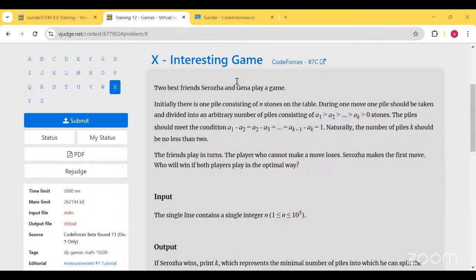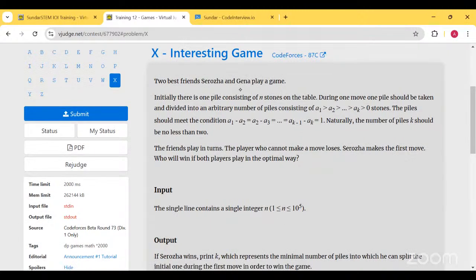Okay, let's continue our discussion. All right. Before we discuss this problem, do you know about Grundy numbers?